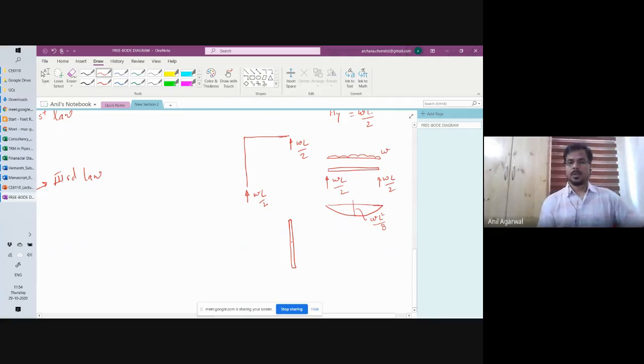Now the vertical member, you have got WL by 2 acting here, and WL by 2 acting here, nothing else. So this is fine. No bending moment.